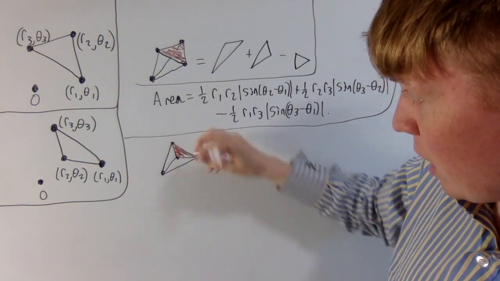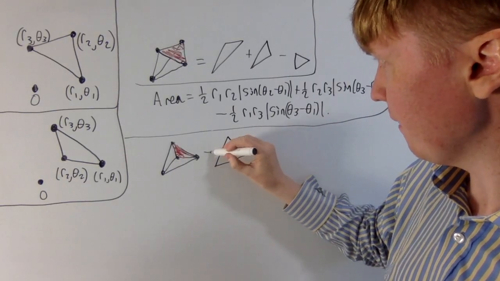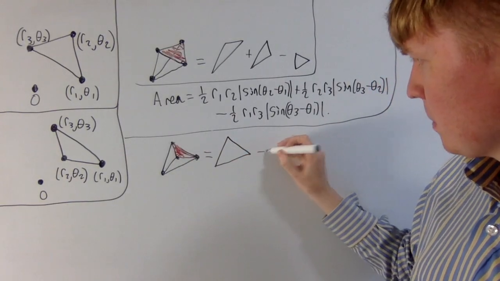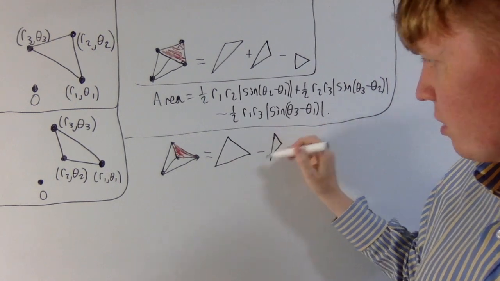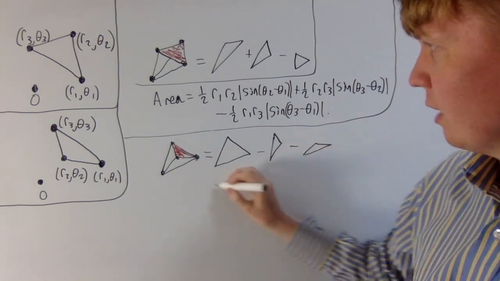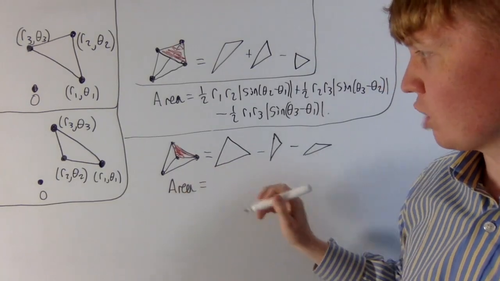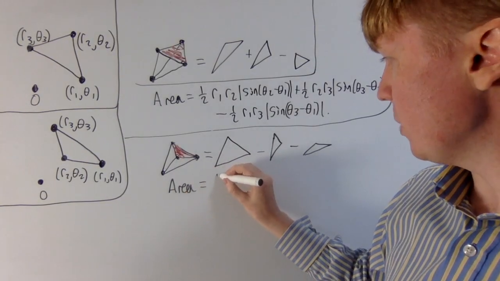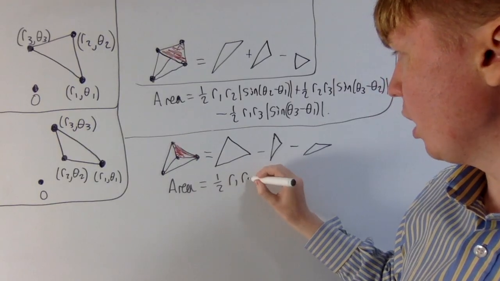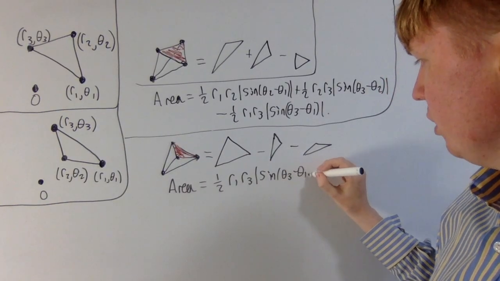So what we can do is find the area of the total overall triangle here. Then we need to take away one of the small triangle's areas, and we also need to take away the area of this small triangle here. So this tells us that the area of the triangle we're interested in, the one shaded in red there, is going to be a half r1, r3 absolute value of sine theta 3 minus theta 1.